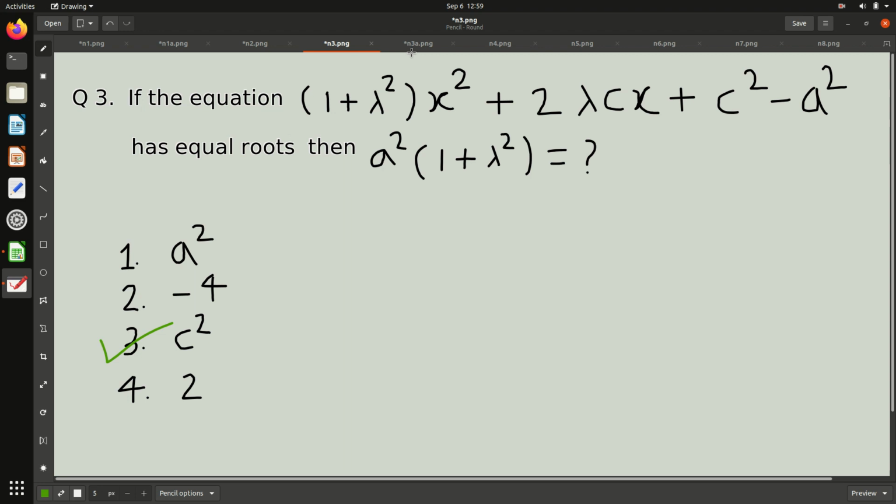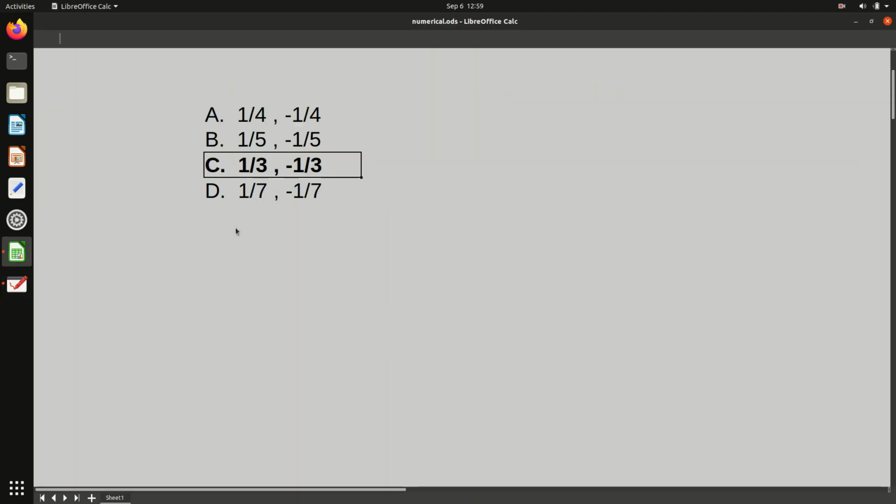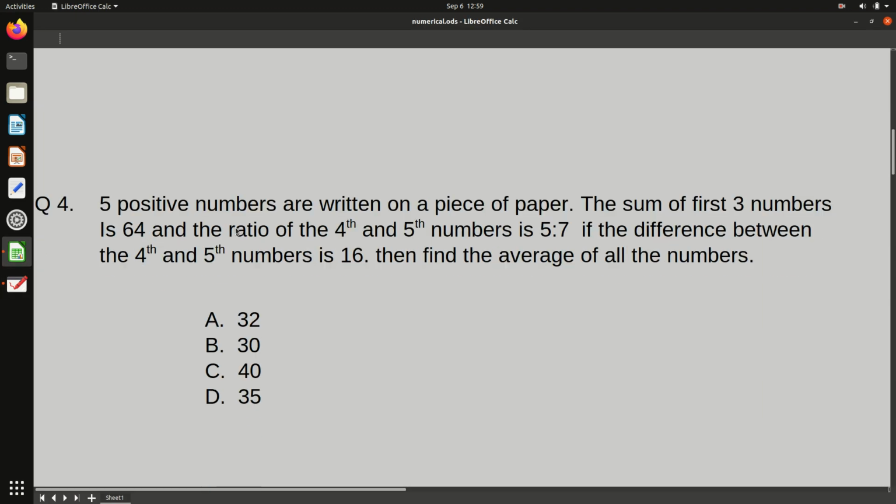So all clear? Just one thing we have to remember, the formula b square minus 4ac equals 0 whenever we have equal roots. That's all. Now move to the next question. Pause the video and try to do it yourself.